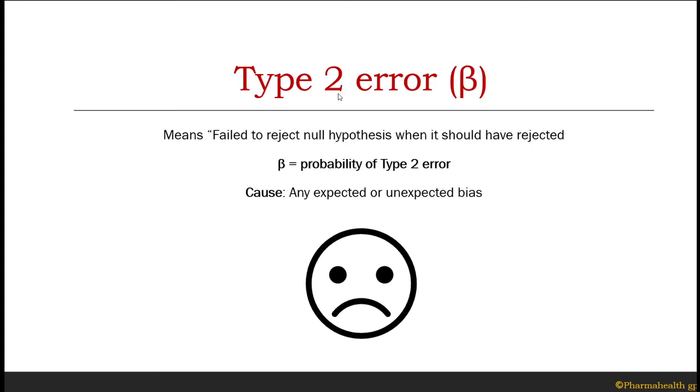And what does type 2 error mean? Type 2 error means we have failed to reject the null hypothesis when it should have been rejected. It is denoted by beta, which is the probability of type 2 error. Similar to type 1 error, the cause of type 2 error is also the same, and it happens due to expected or unexpected bias in the experimentation.